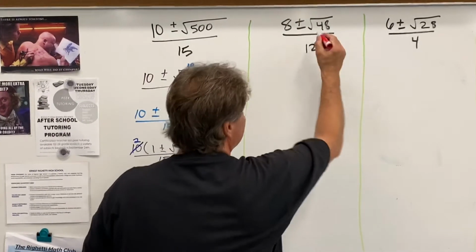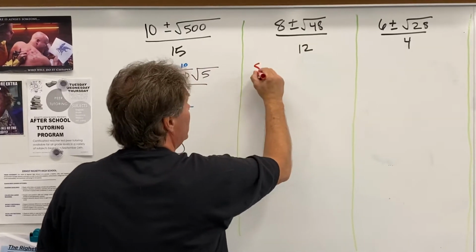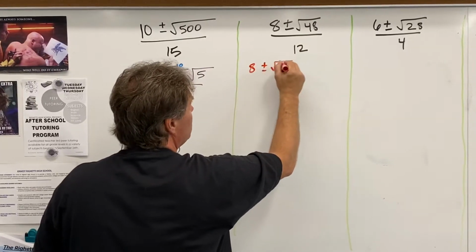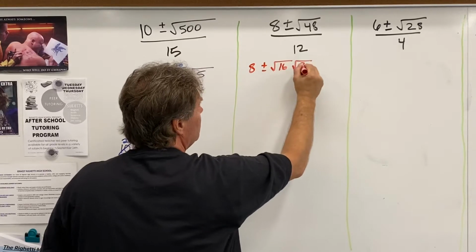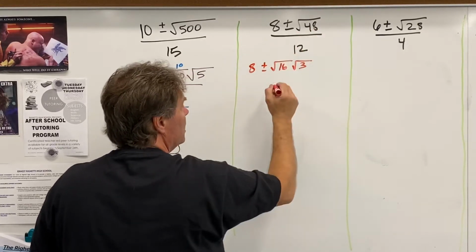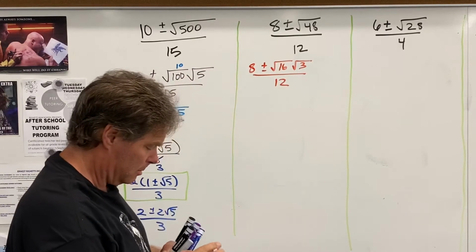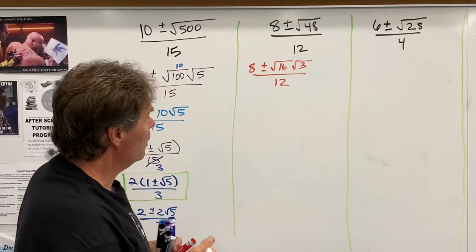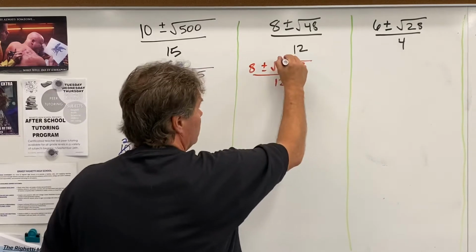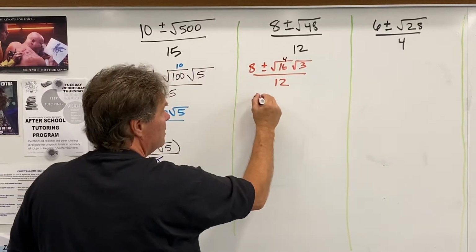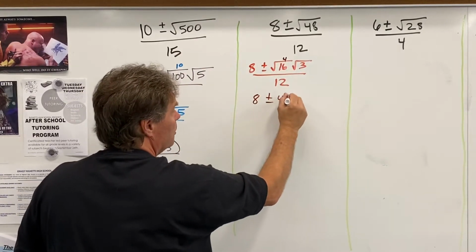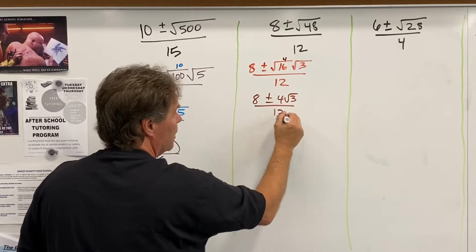Wait a minute, that's 16 times 3. So we could go 8 plus or minus square root 16 times square root 3, right? That's 48. Square the whole thing over 12. Okay. Now, wait, square root 16 is 4, right? This is 4. So it's going to be 8 plus or minus 4 root 3 over 12.